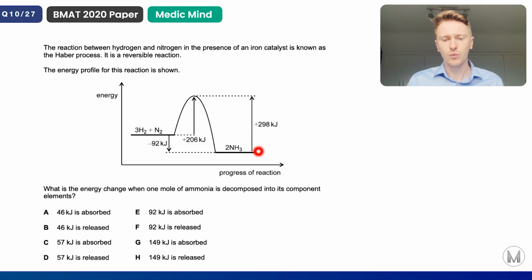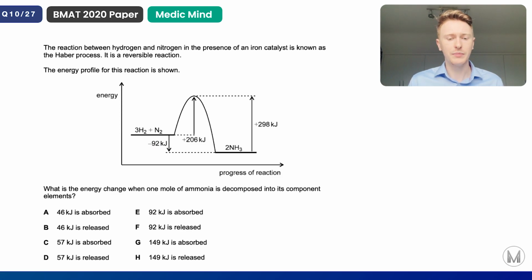Now, the question asks us what happens when we do the reverse, when we change 1 mole of ammonia, decompose it into its constituent elements. So essentially, we're doing the opposite reaction. That means that the overall energy change will be the opposite sign to this, so it would be plus 92. But remember here we had 2 moles of ammonia, we're interested in 1 mole of ammonia. So overall, it will be half of this value and flip the sign.